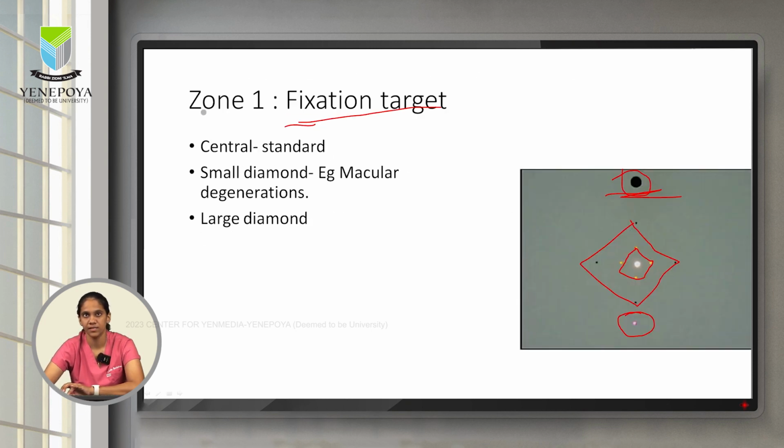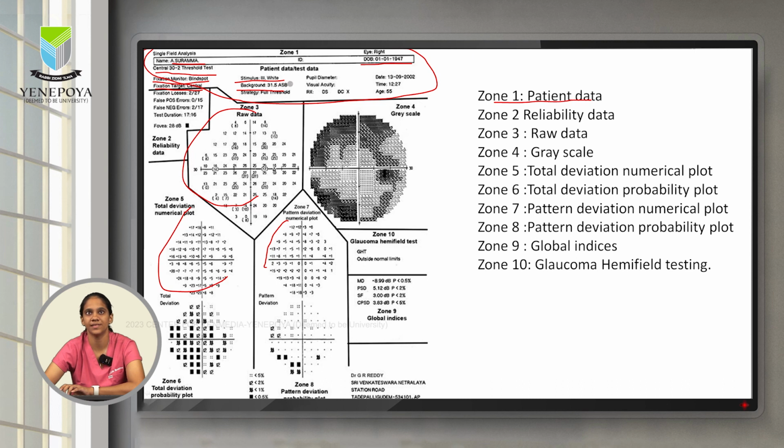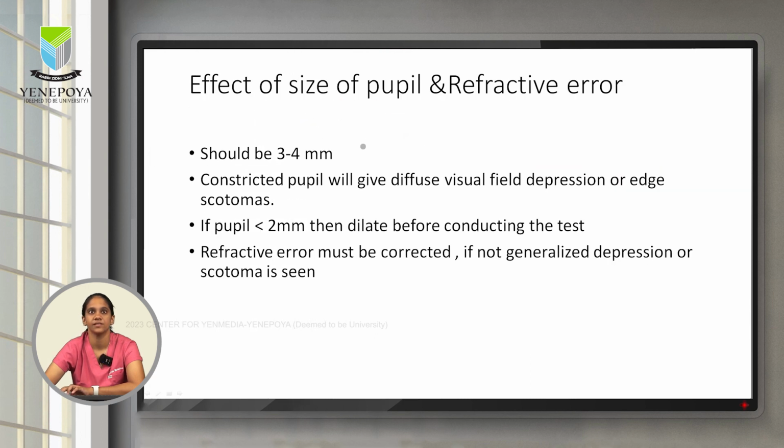You had seen in this that there was pupil size, pupil diameter, and your visual acuity and your correction, right? So, pupil size should be 3 to 4 millimeter. If there is a constricted pupil, it will give very diffuse visual field depression or edge scotomas. And if the pupil is less than 2 millimeter, then we should dilate before conducting the test.